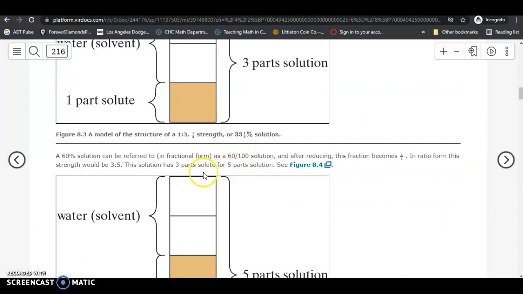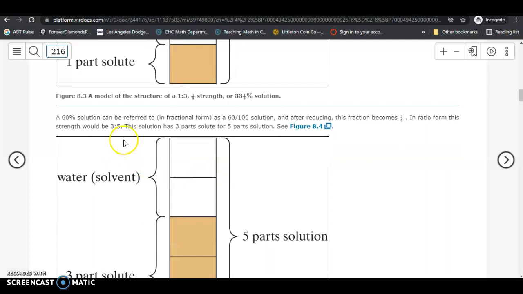As another quick example, a 60% solution can be referred to as 60 over 100 as a fraction. Obviously you want to simplify your fraction. So when you simplify 60 over 100, that becomes the fraction 3/5, with 3 in the numerator and 5 in the denominator. And as a ratio, that means there are 3 parts solute and 5 parts solution.